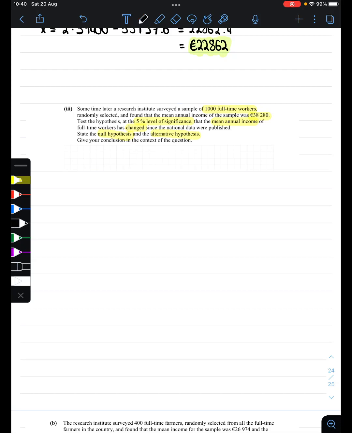Okay, so whenever we're working with a hypothesis test, we want to start off with our null hypothesis, which is essentially that there is nothing interesting to report. So nothing interesting to report would just be that the mean hasn't changed. So the true mean is still 39,400. And then the alternative hypothesis is always something interesting to report. So in this case, the mean has changed. In other words, the mean is no longer 39,400.